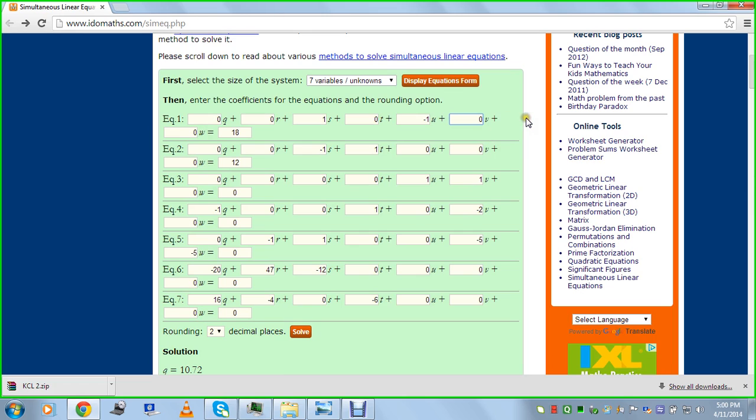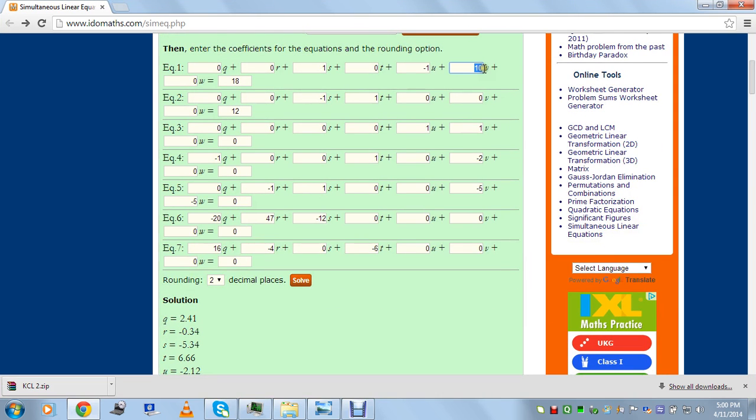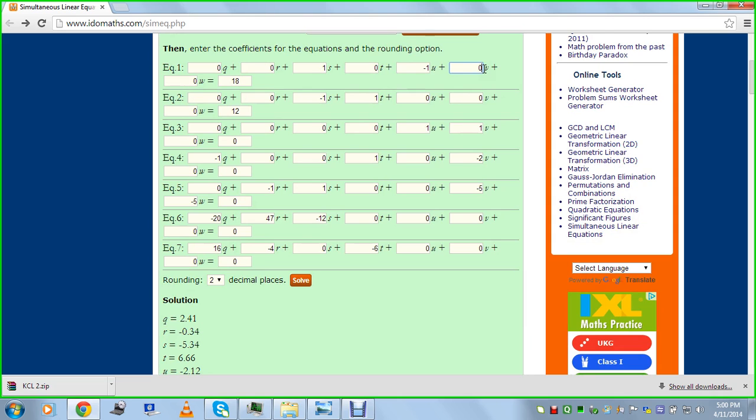Suppose I make just one simple mistake, like I am doing here: instead of 0, it has become 10 now. If I now click solve, the entire set of values will change and the answers will be wrong. So this has changed and all the answers are wrong. So you just be careful while entering all the coefficients. It's actually 0, not 1.